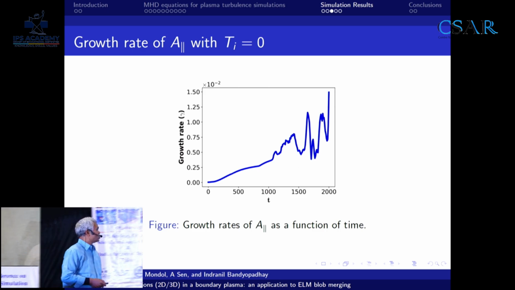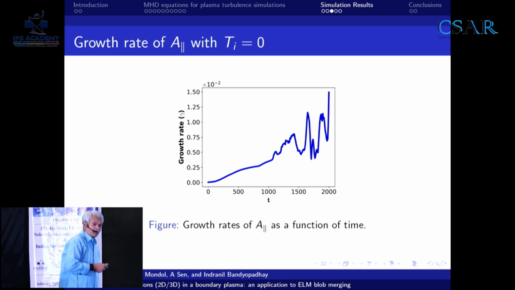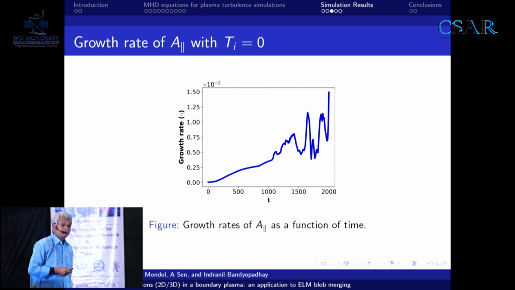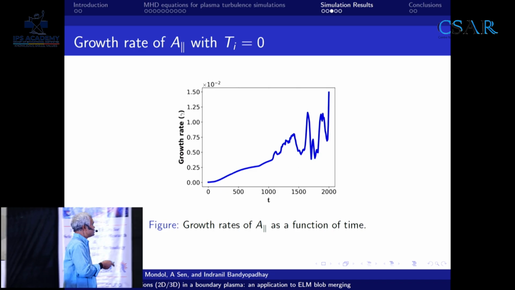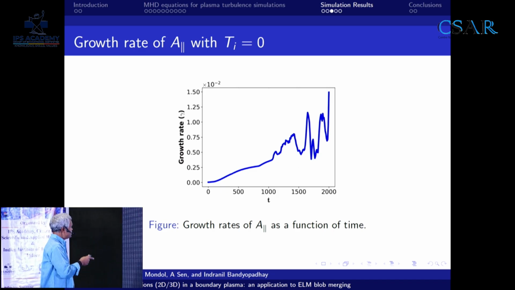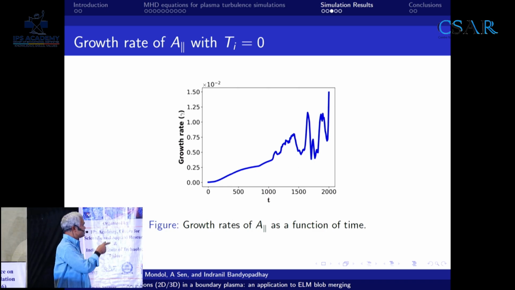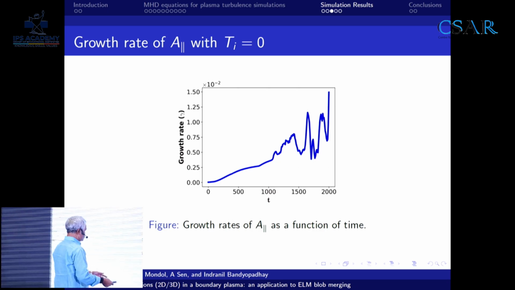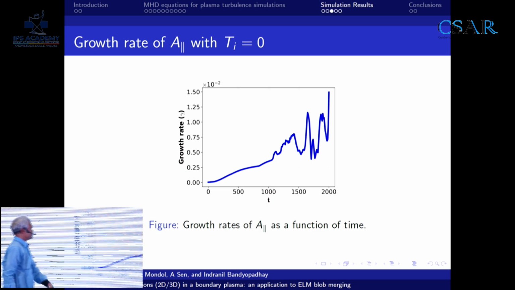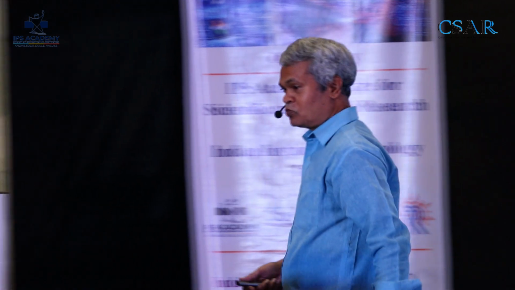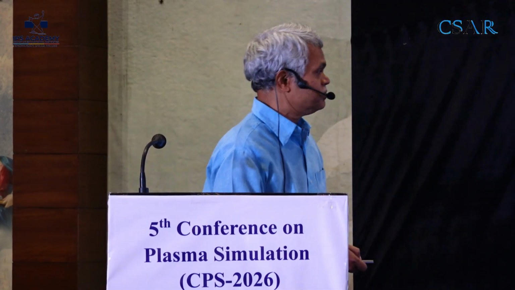Now I am coming to the growth rate. See, in each blob, the magnetic field increases. As I told, A parallel increases, and the A parallel growth rate is 10 to the power minus 2. It is basically very similar to the edge turbulence case. This is the normalized 10 to the power minus 2. So after some time, you see, the growth rate steadily increases, and then there are lots of non-linear effects because of this.